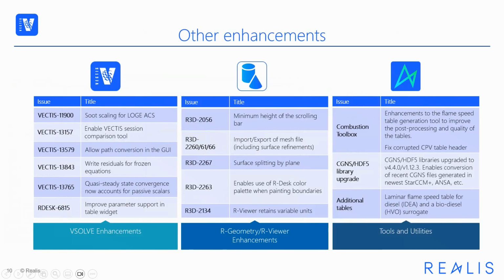Apart from the headlines, this release contains many additional enhancements to VSolve and the wider VECTIS toolchain. In particular, we can mention the soot scaling for the Logi Advanced Chemical Solver that allows the calibration of the soot models when using the Logi soot model. A VECTIS session comparison tool enables the direct comparison between VECTIS session content and exports the output to a CSV file for easy formatting in a spreadsheet, for example.